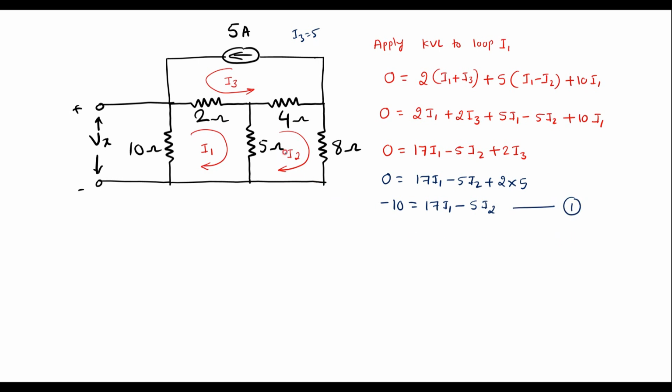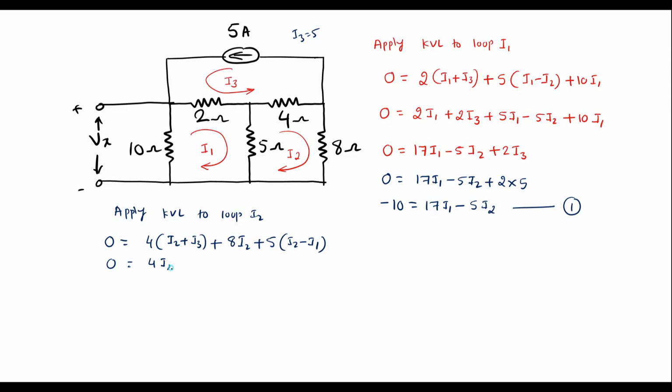Now let me apply KVL to loop I2. So there are no voltage sources. 0 is equal to, start from any one of the resistors, that is 4. Voltage across this is 4 times (I2 plus I3), then current will flow like this. Voltage across this is 8 I2, plus voltage across 5 ohm resistor is 5 times (I2 minus I1). Let me simplify this.